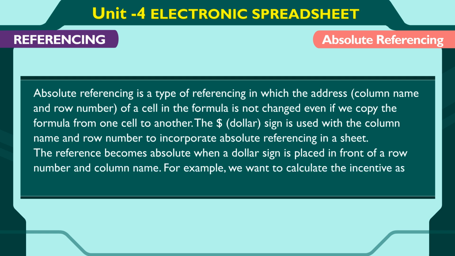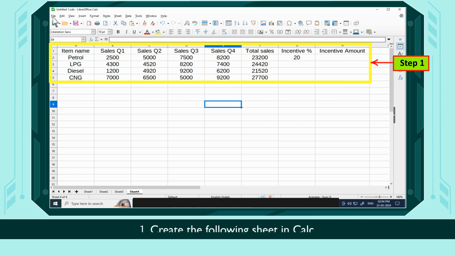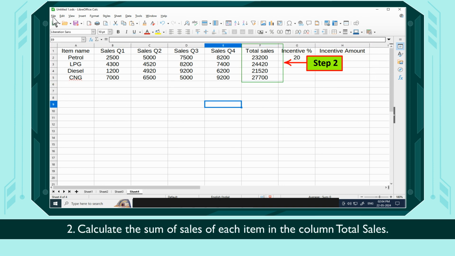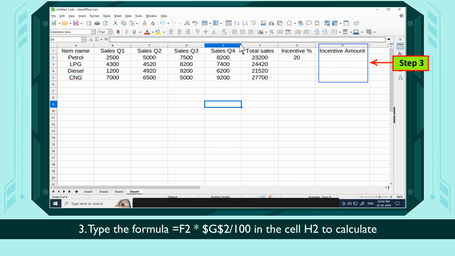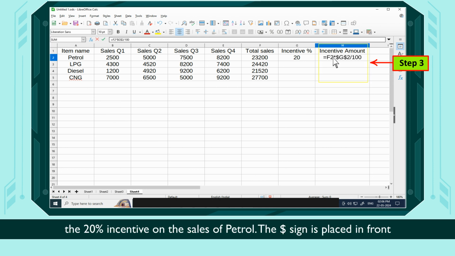For example, we want to calculate the incentive as 20% on the total sales of each item. Follow the given steps to do so. 1. Create the following sheet in Calc. 2. Calculate the sum of sales of each item in the column Total Sales. 3. Type the formula =F2*$G$2/100 in the cell H2 to calculate the 20% incentive on the sales of petrol.